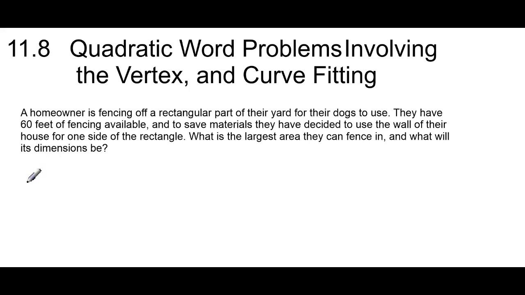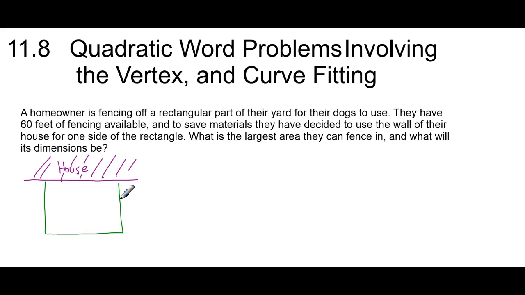So a little sort of top-down view of what this thing looks like is they've got a house, and then they're going to build out from the house a rectangle like this. So you're sort of looking down from a drone in their backyard. And so that means this green stuff adds up to 60 feet.